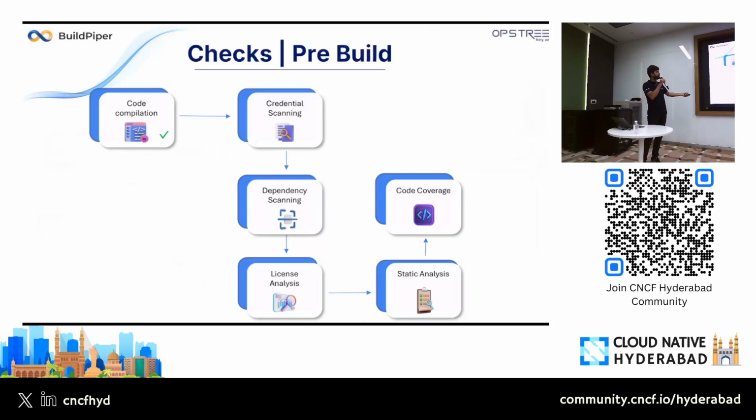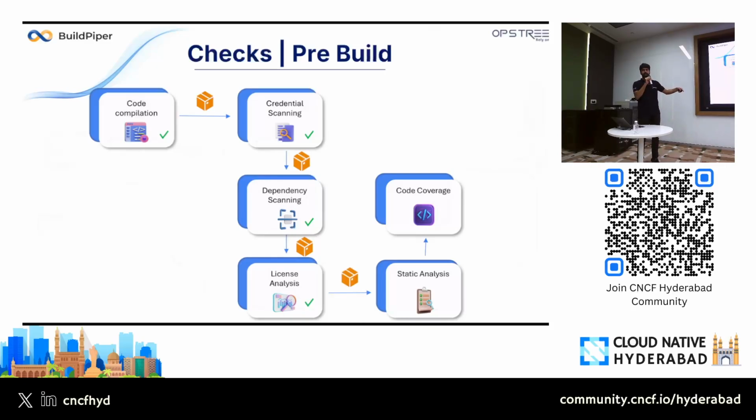Then we have dependency scanning, where let's say you have a Node.js application and you're using some external libraries. All the dependencies can be checked for any security vulnerabilities that are there. You can also use license analysis tools, where let's say you're using any third-party tools which involve licensing. So you can check if the license is valid or not.